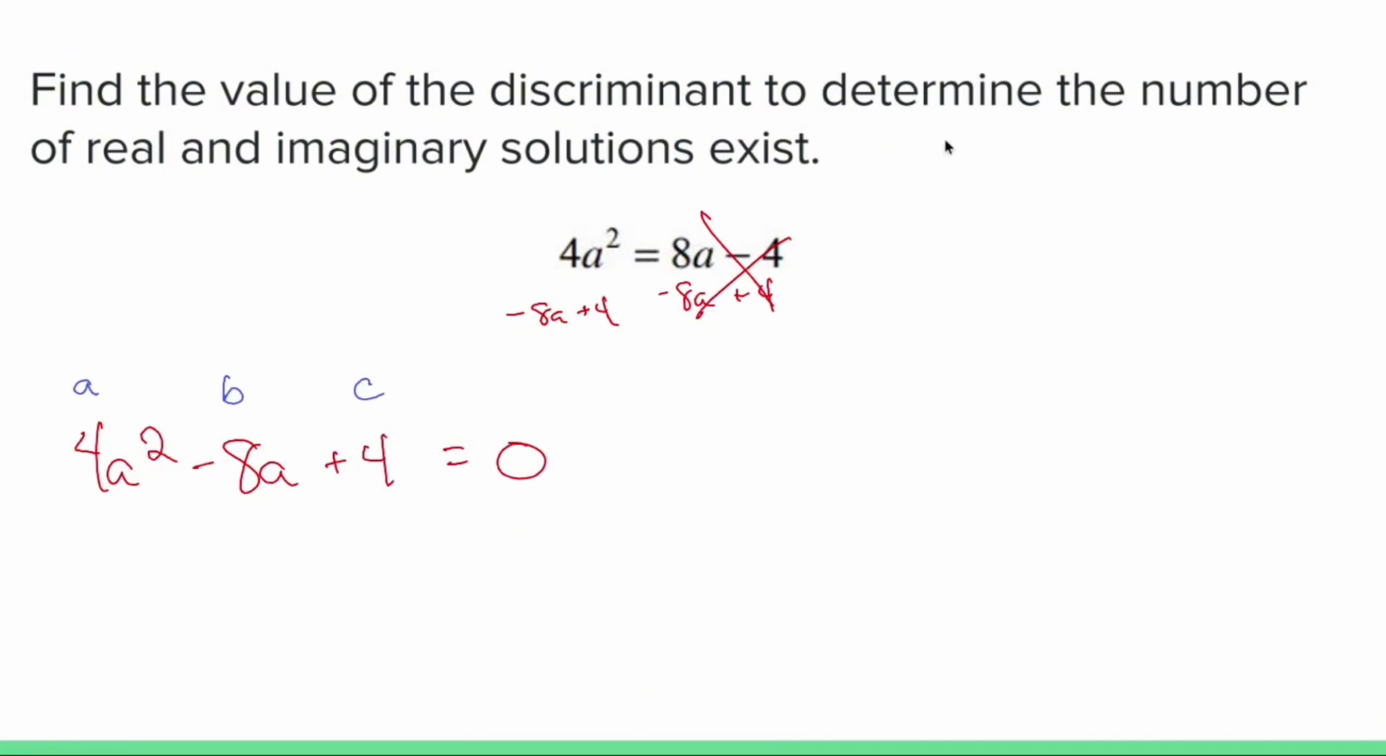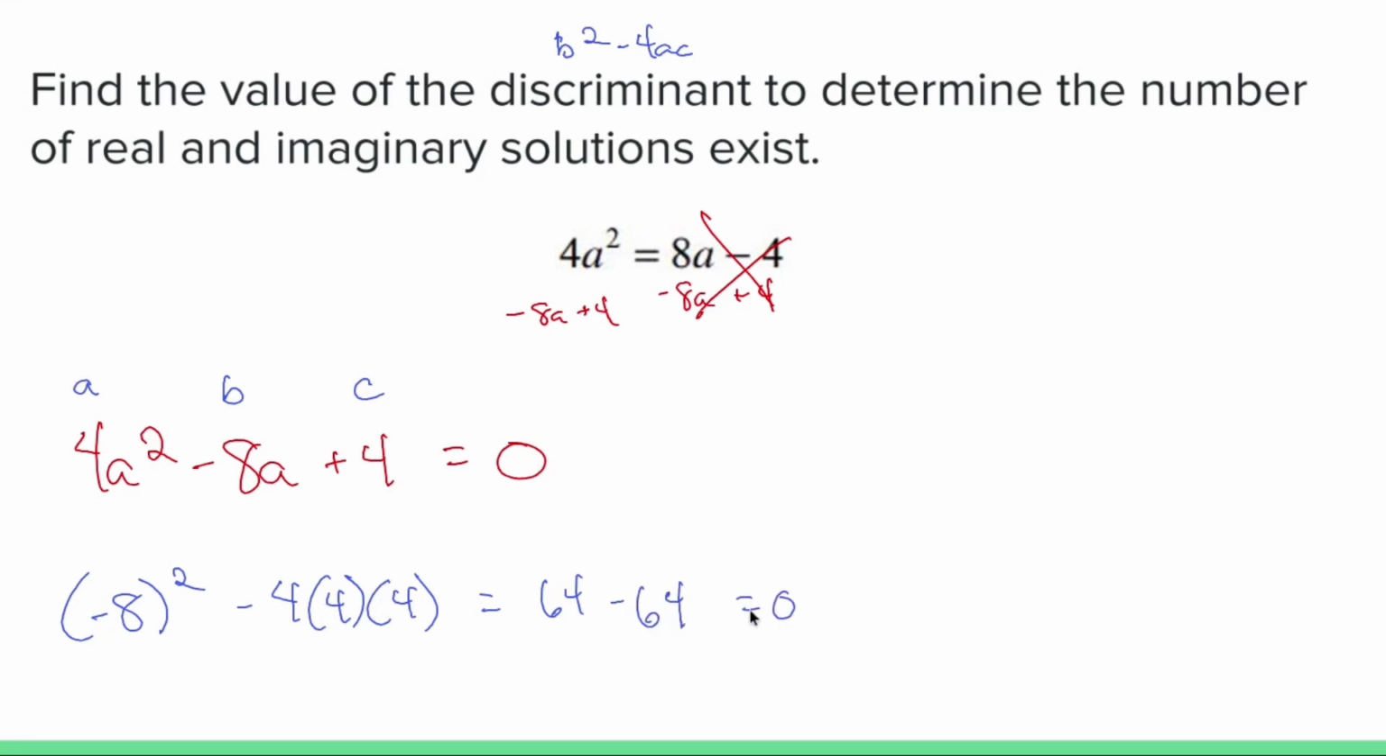The discriminant is b squared minus 4ac. That's the part underneath the square root of the quadratic formula. So you're going to do negative 8 squared minus 4 times 4 times 4. Lots of 4s. It's like we're playing golf. Anyway, negative 8 squared is 64. Negative 4 times 4 times 4 is also 64, which gives us 0.